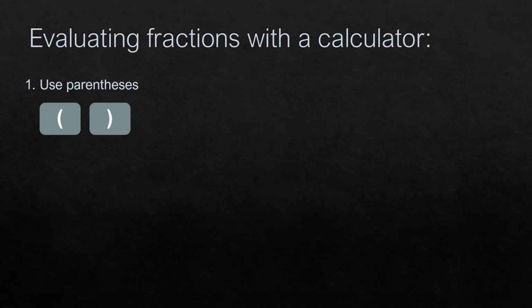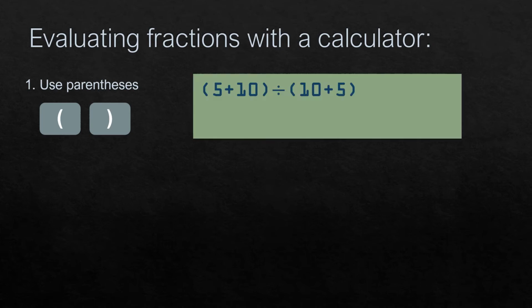So how do you evaluate fractions with a calculator without getting it wrong? You have some choices. Number 1, use parentheses. If you've got a scientific or a graphing calculator, you'll have buttons like these. And just put those parentheses around what would be the numerator and denominator of your fraction and have the divided sign in between. You'll get the right answer.